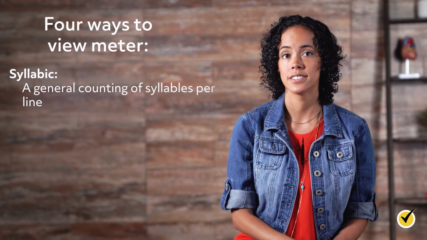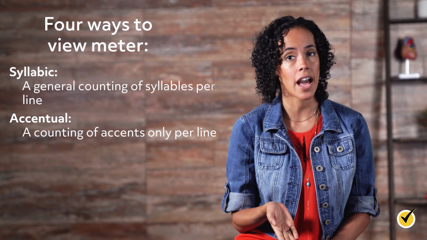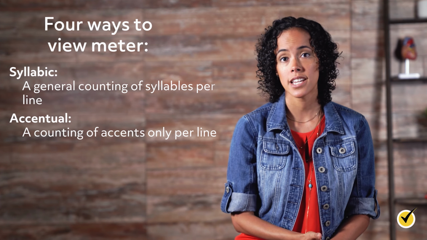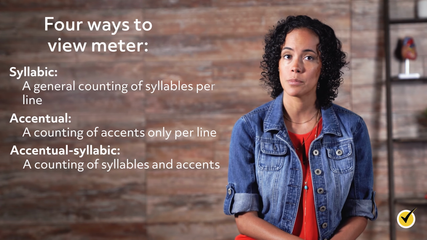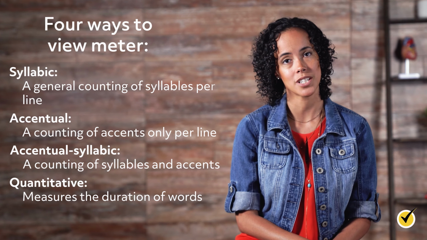In English, we accent words, which means that some syllables receive more emphasis than others. This creates opportunity to create rhythm. According to the Purdue Owl, there are 4 common ways to view meter: syllabic, a general counting of syllables per line; accentual, a counting of accents only per line. Syllables may vary between accents; accentual syllabic, a counting of syllables and accents; and quantitative, which measures the duration of words. So we've discussed the major structure of a poem, the lines and the words.